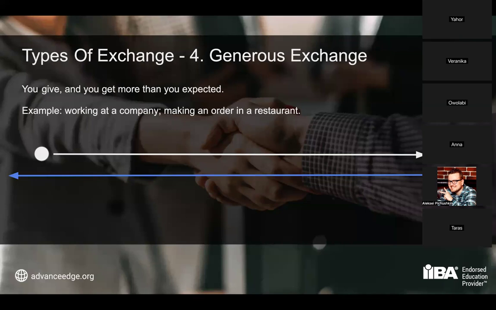Again, with the same restaurant, you order 4 dishes, you pay for 4 dishes, those 4 dishes get delivered, and you receive a dessert as a compliment from the restaurant for free, right? And you also feel good about it.